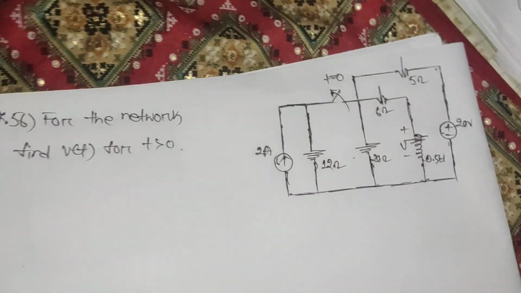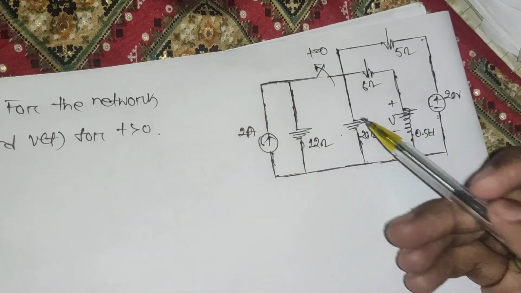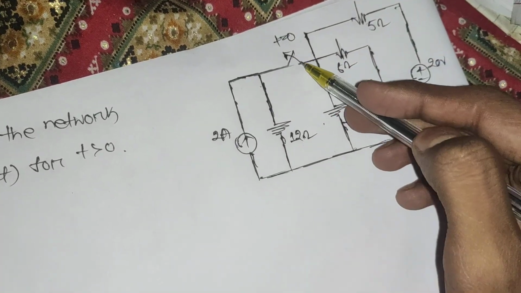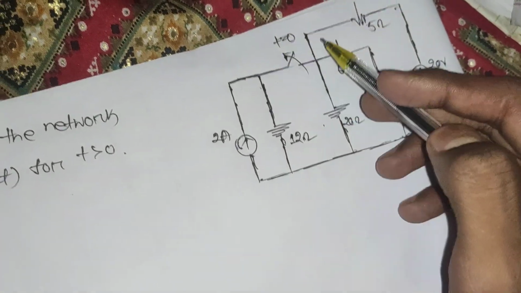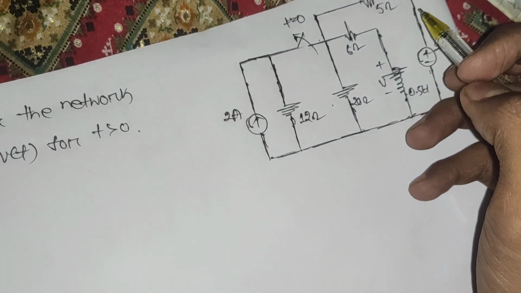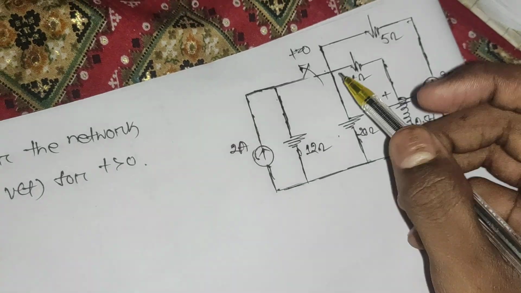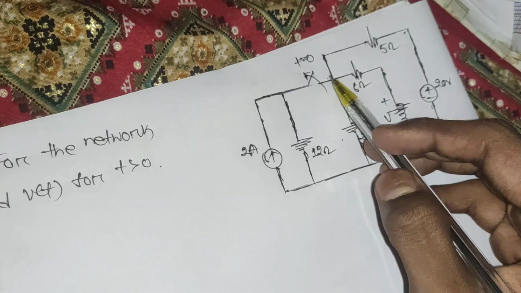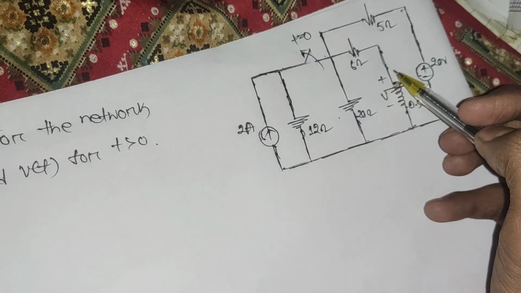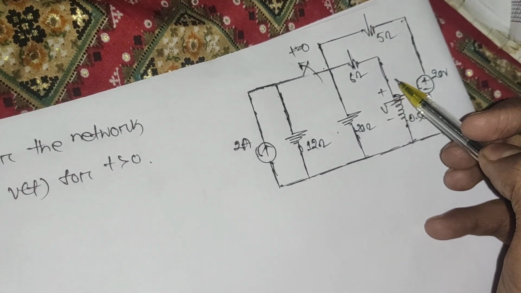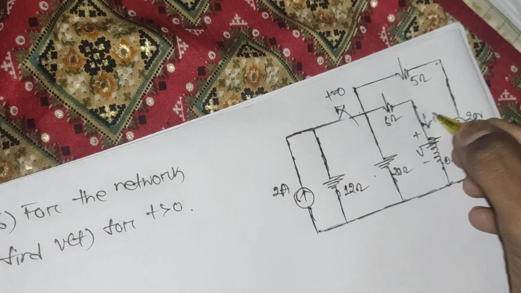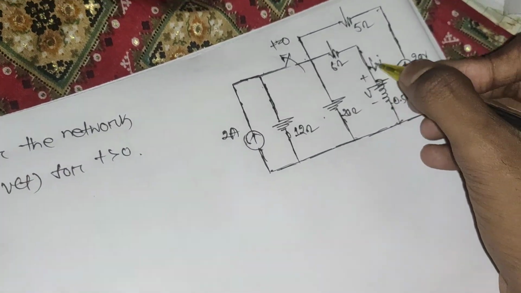So if we give a focus to this switch, the switch is currently closed and it will be opened when t equals 0, t is greater than 0, right? So for this portion, let's calculate the current through this inductor. We have to calculate the current through this inductor.